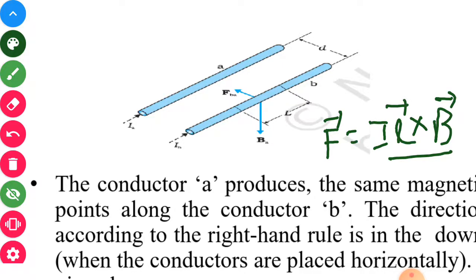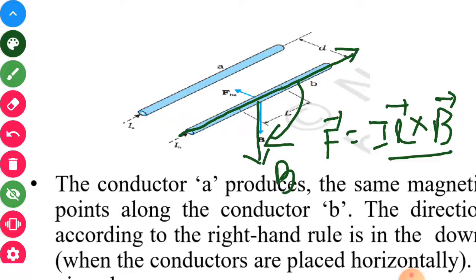So the magnetic field is in this direction. The length of the conductor is taken in the direction of current. So this is the direction of length. Now take the cross product L cross B. So L is rotated in the direction of B. This is the direction of B. This is the direction of length.